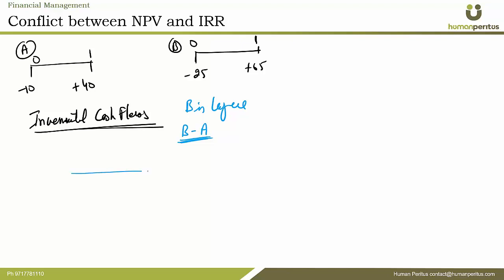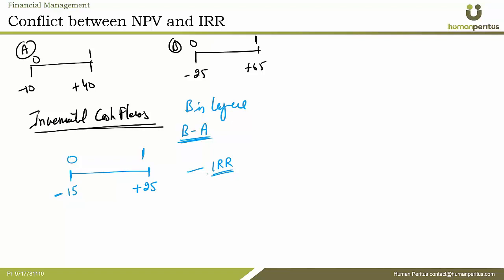So I get an incremental timeline and cash flows. Minus 25 minus minus 10 is minus 15. So what I'm doing is investing an additional 15 rupees to get an additional income of what? 65 minus 40, 25. So this becomes my incremental cash flows. Again, I'll calculate my IRR. And I can also calculate it through NPV, in fact.